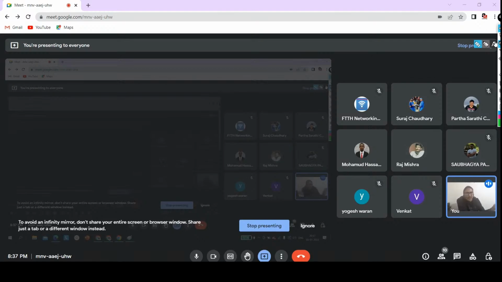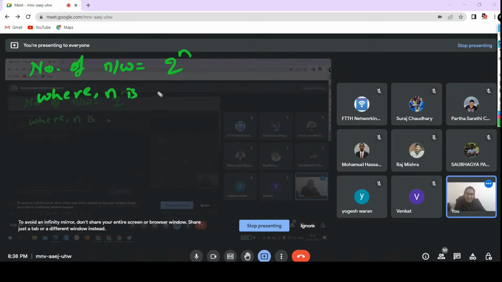Now, the first formula to perform subnetting is the number of networks. This is how you can find the number of networks: 2 to the power n, where n is the number of network bits that go into host bits. You can write it in your notebook. Formula to calculate the number of networks equals 2 to the power n, where n is the network bits that go into host bits.